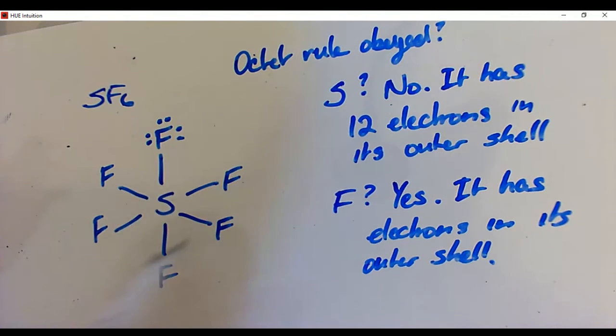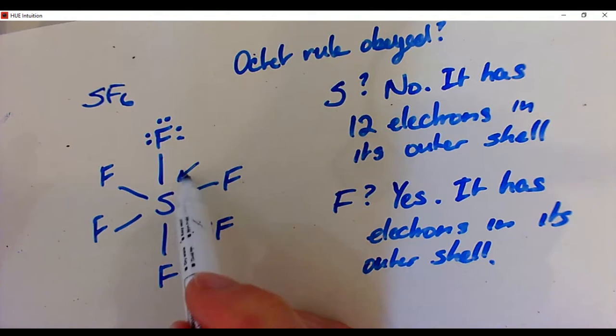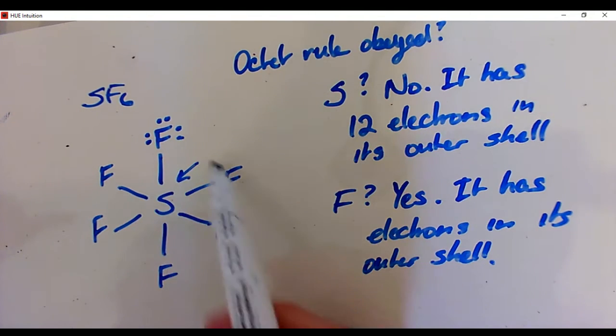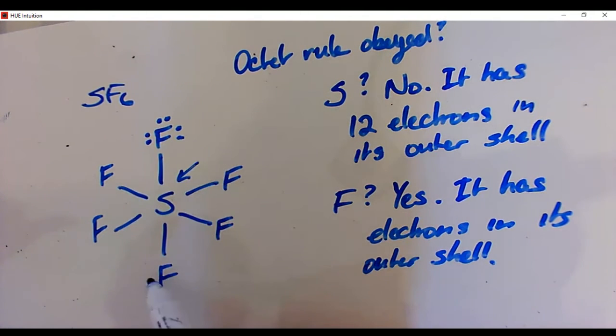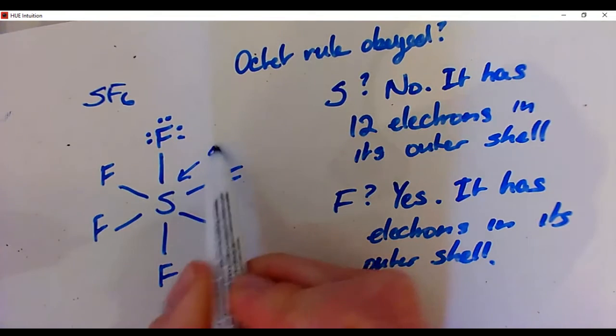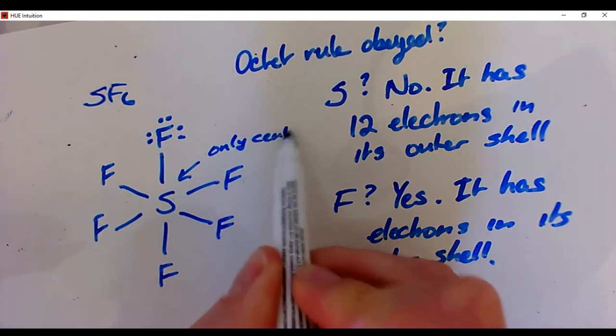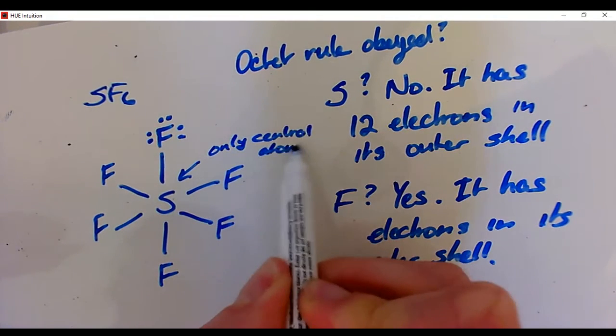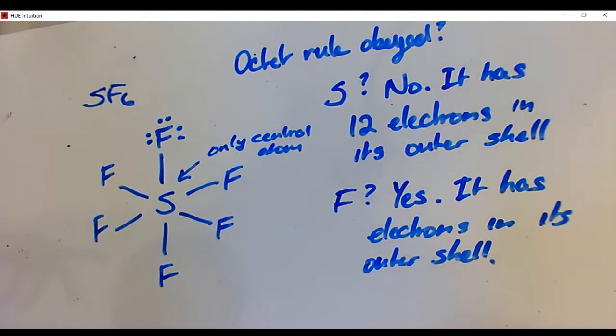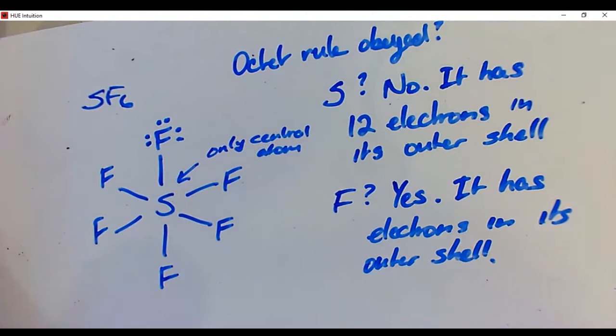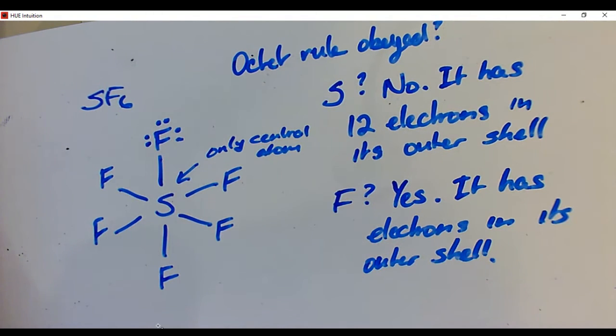Fluorine, in fairness, anytime you have a molecule, it's only the central atom that will break the octet rule, if at all. The outer atoms will not, right? So just watch out for that. It's really only the central atom you have to worry about in terms of the octet rule being obeyed or not. Okay, so that's those questions, right? Going back to the notes.